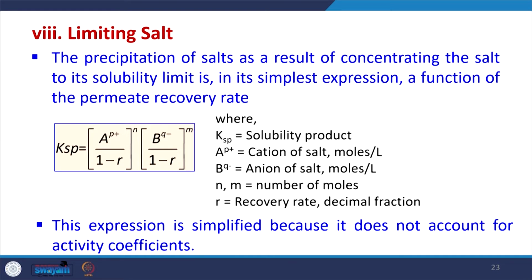So, we always try to find out what is the solubility limit of the salt that we are separating, and in its simplest expression it is a function of permeate recovery rate. So, here it has been defined: Ksp is the solubility product, A^p+ is the concentration of salt cations in the water, in moles per liter. Similarly, B^q- is the concentration of anions in the water in moles per liter.